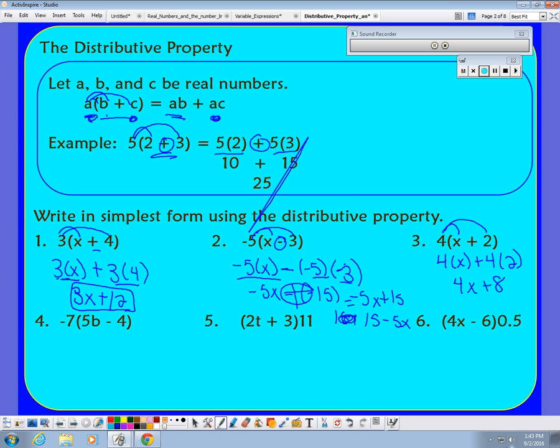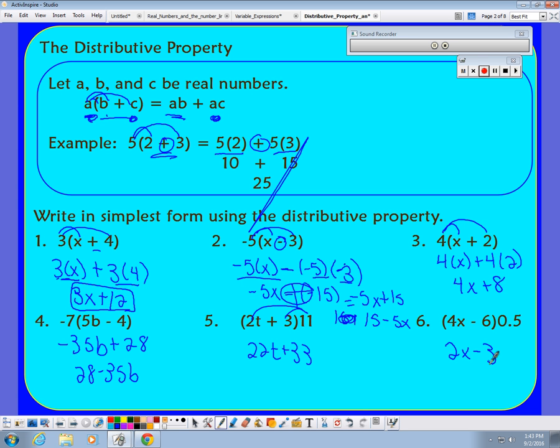All right, so hopefully you've completed 4, 5, and 6 at this point, and I'm going to go ahead and give you the answers. For number 4, you should have negative 35b plus 28, or you can also write that as 28 minus 35b. For 5, we kind of do the same thing, so we're going to have 22t plus 33. And for 6, we're going to have 2x minus 3.